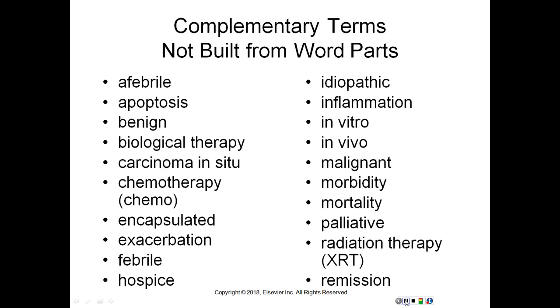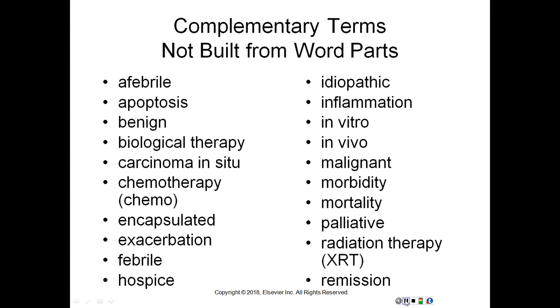Afebrile, without fever. Apoptosis, programmed cell death, a mechanism for cell deletion to regulate cell population or destroy damaged or defective cells. Benign, not malignant, non-recurrent, favorable for recovery. So if you're going to get a cancer, having benign cancer is the good type. Biological therapy, treatment of cancer with biological response modifiers that work with the immune system, also called biotherapy or immunotherapy.